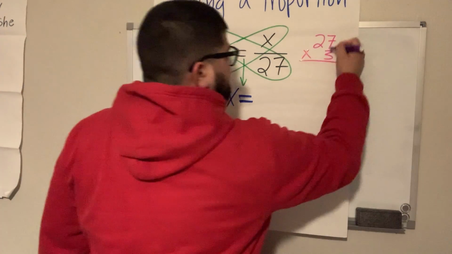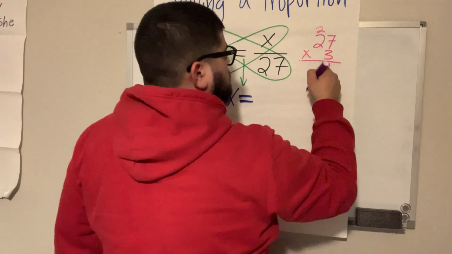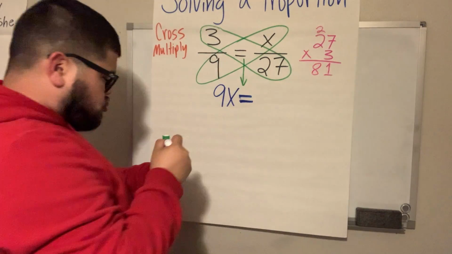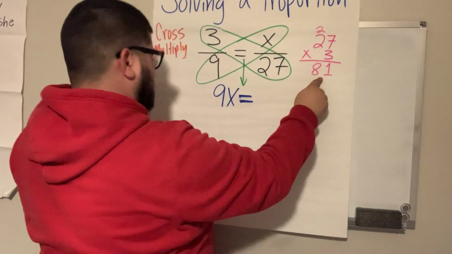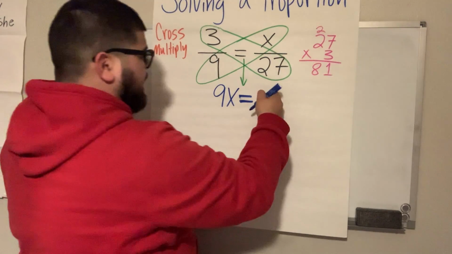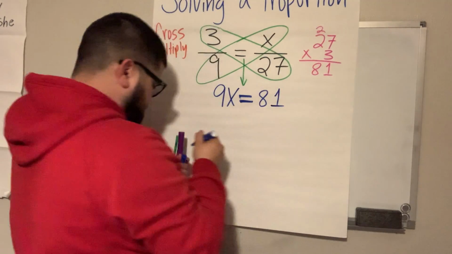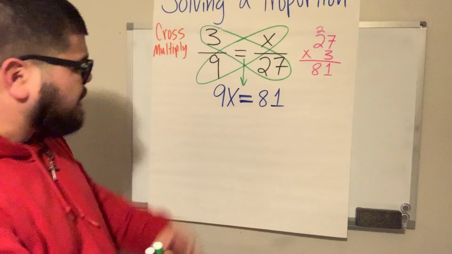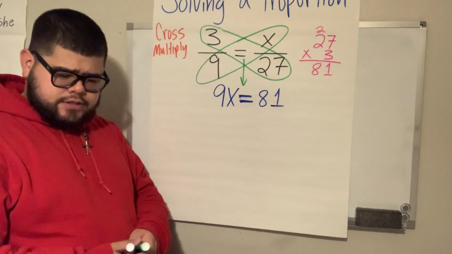3 times 7, 21. Carry the 2. 2 times 3 is 6, plus 2, that's 81. So again, we multiply 3 times 27, right here. We got 81, and now we're going to write 81 on the right side. Okay? So now we have an equation. What type of equation is this? We've talked about equations a lot. What type of equation is this?